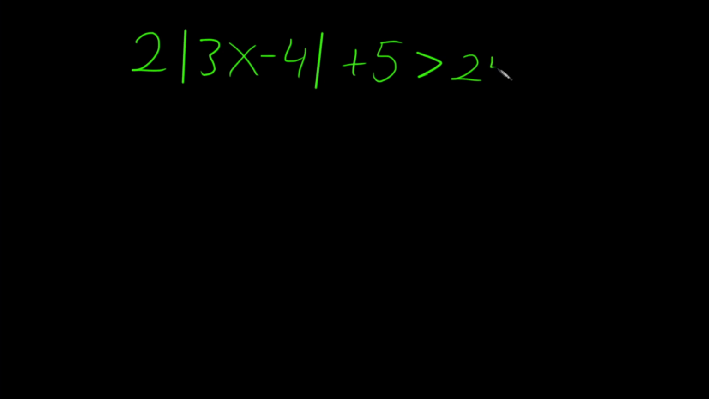Let's try a more complicated example. Say we have 2 times the absolute value of 3x minus 4 plus 5 is greater than 25. Clearly, the absolute value is not isolated.